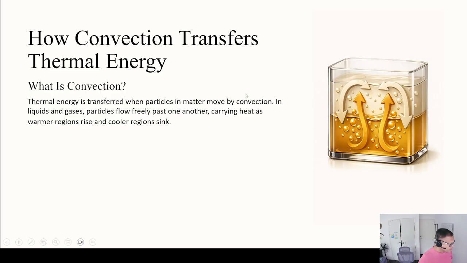Okay, yeah, you can see the visual here. Basically, the hot liquid moves up and the cold is pushed down. Thermal energy is transferred when particles in matter move by convection, and this matter is liquid and gas. In liquids and gases, particles flow freely past one another, carrying heat.